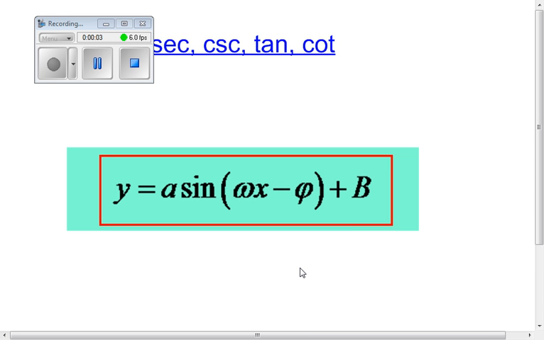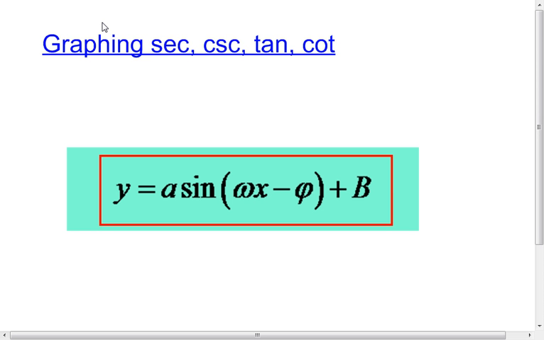This lesson will be about graphing the other four trig functions. We've looked at how to graph sine and cosine, and now we are going to look at graphing secant, cosecant, tangent, and cotangent. We are still basing things off of this equation that you will see in the green box. You can replace the sine with any trig function you want. There are some different things that happen with tangent and cotangent than happen with the other four graphs, and I'll explain why here in a minute.